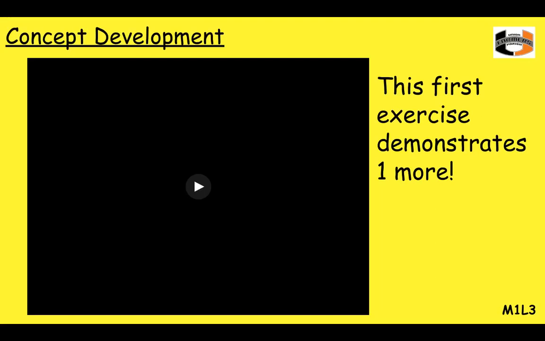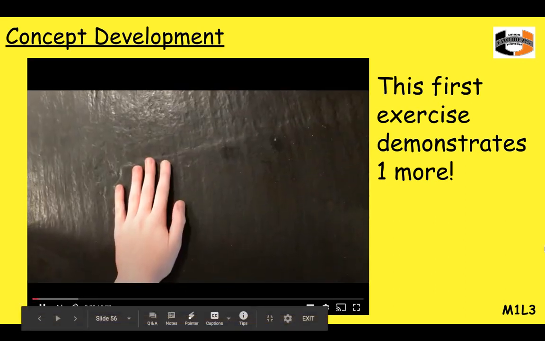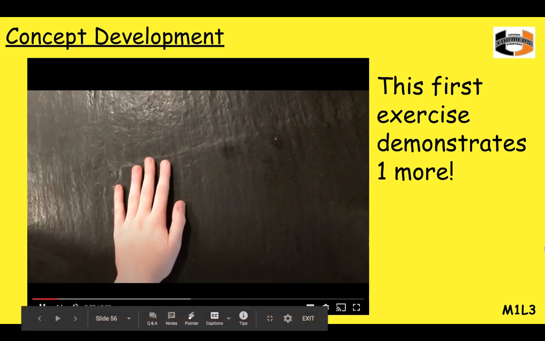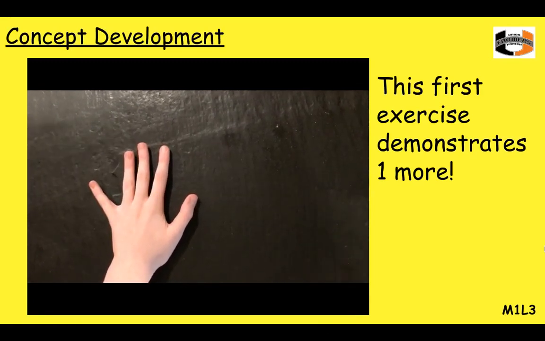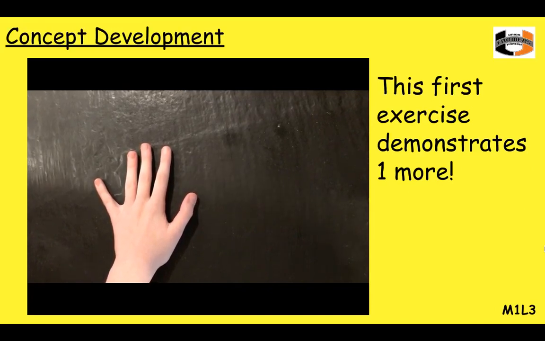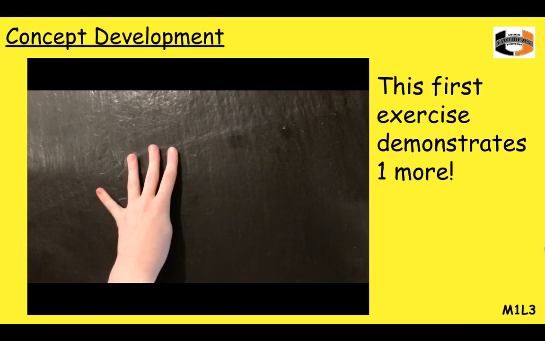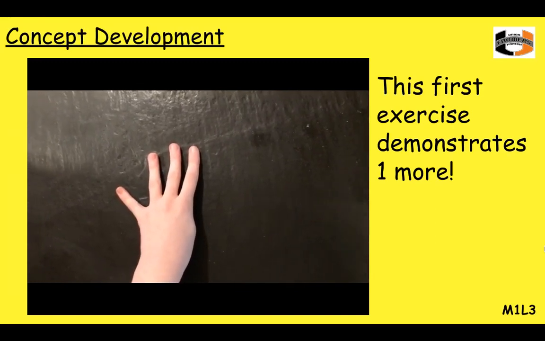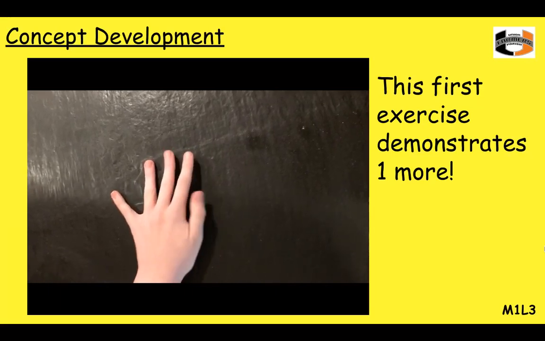Okay, we are ready to learn. This is concept development. This first exercise demonstrates one more. Show me 5 fingers on one hand the math way. Just like that. Show me 4 fingers inside your 5. Show me your 5. Show me your 4. How much does 4 need to make 5? 1. Okay, show me 7 fingers the math way.